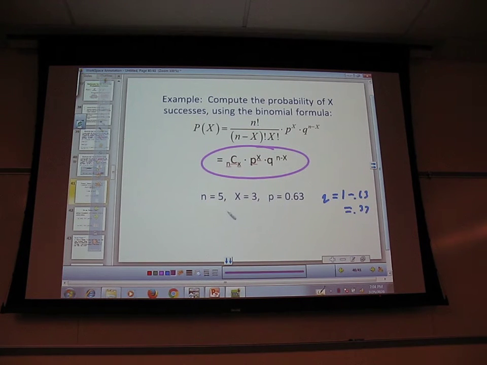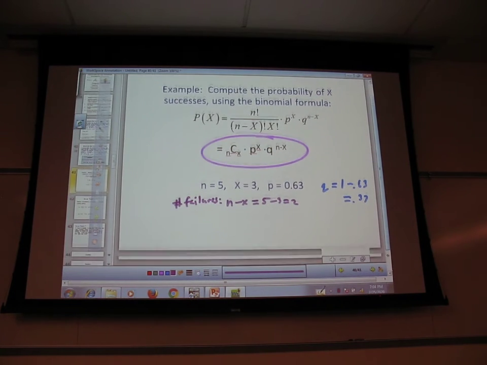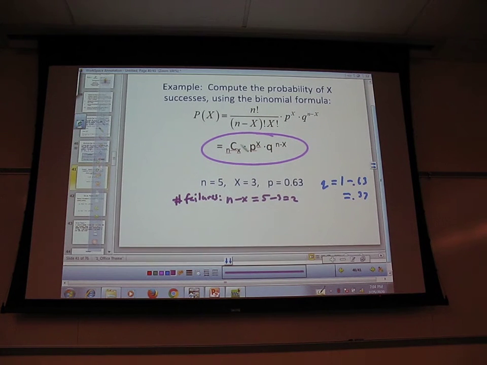What's my n minus x? 2. Yep, 5 minus 3, it's 2. This is my number of failures. So, I'm going to do my n. So 5C3, 5 choose x which is 3, times p to the x. So this is the first part. We'll do this part next.